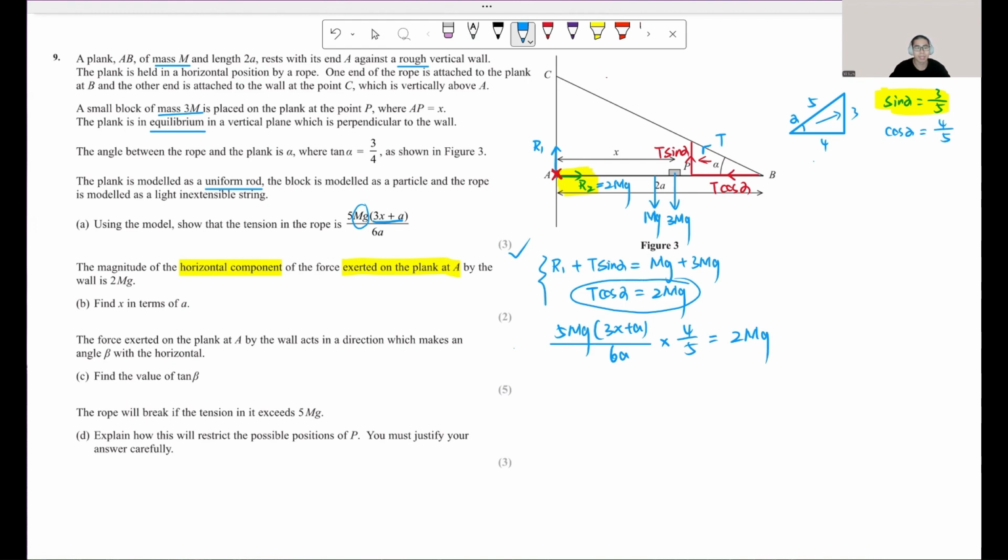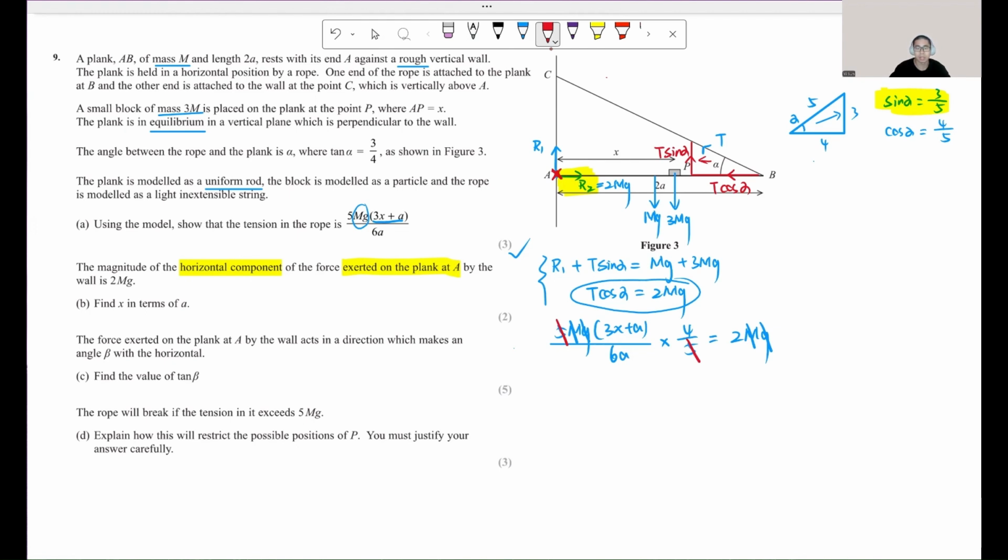We're looking for x in terms of a, so we try to make x the subject. But before that, we simplify everything first. We have mg on the left-hand side and also mg on the right-hand side, so we can just divide by mg for both sides. So mg will cancel out. And then 5 divided by 5 will become 1.